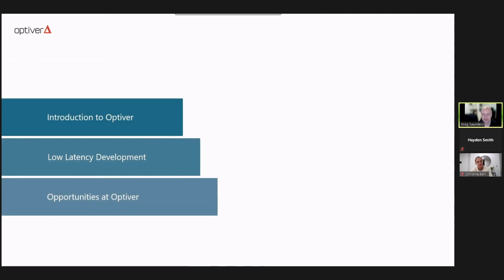So what I want to do quickly today is, firstly, a bit of an introduction to Optiver for those few of you who haven't already heard of us. Then I'll do the bulk of the talk on low latency development. And then at the end, I'll talk a little bit about the opportunities we have at Optiver. And hopefully there'll be some time right at the end for questions.